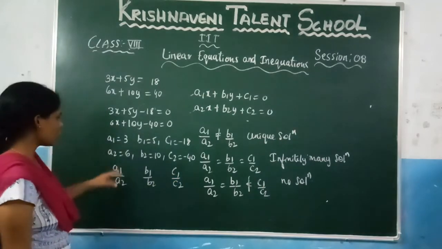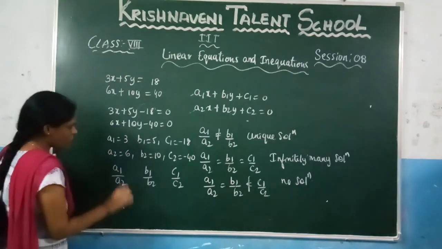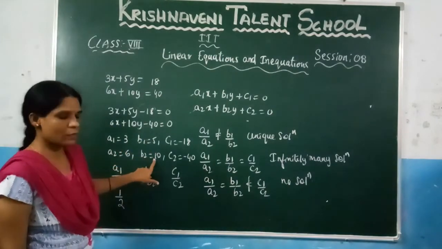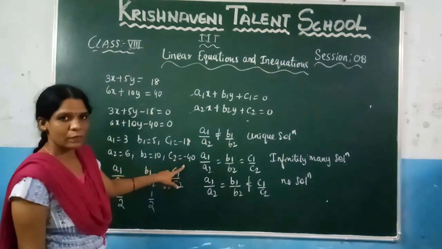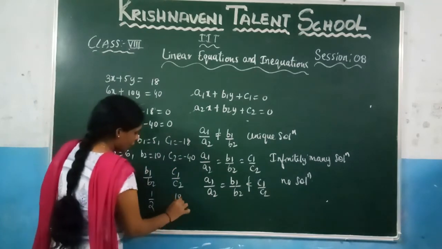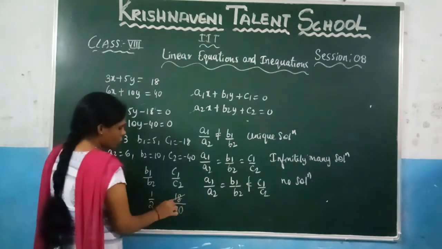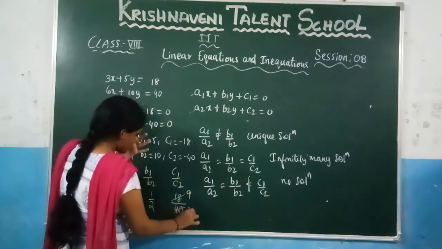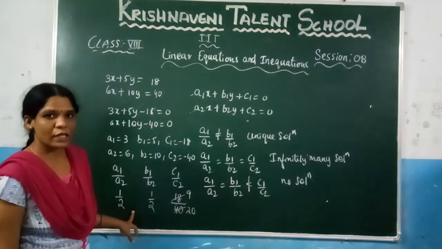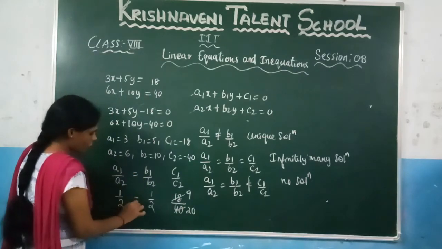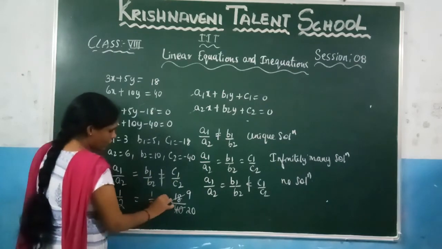Now take the ratios. What you are getting here: 3 by 6, which is nothing but 1 by 2. So write it here 1 by 2. 5 by 10, which is nothing but 1 by 2. So you get 1 by 2. And c1 by c2 is nothing but 18 by 40. So write it here as 18 by 40. These two will get cancelled in the two tables. You will get 2 nines are 18 and 2 twenties are 40. So you got a1 by a2 is equal to b1 by b2, because these two values are equal. Now this is not equal to c1 by c2.